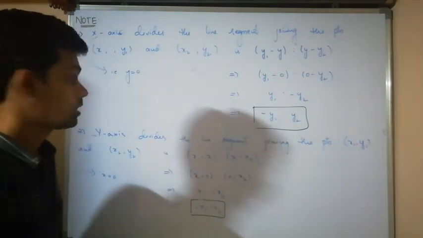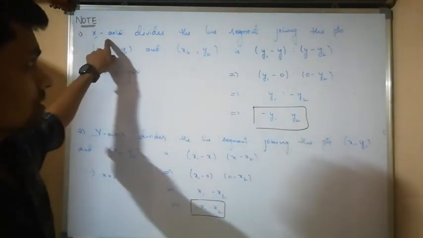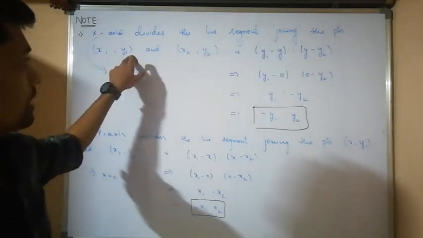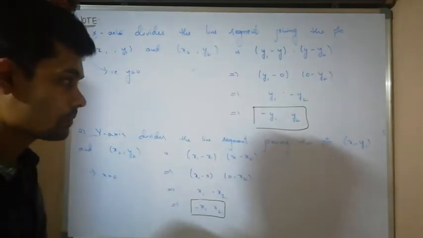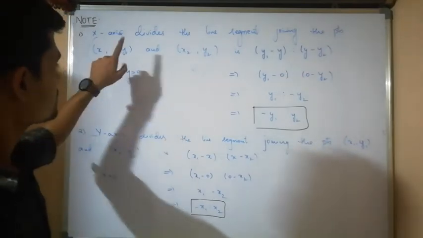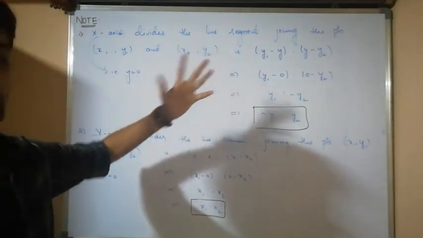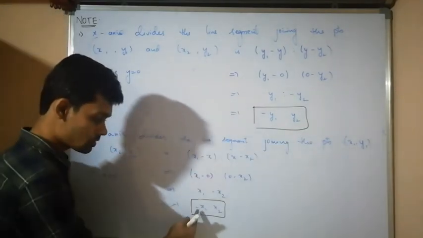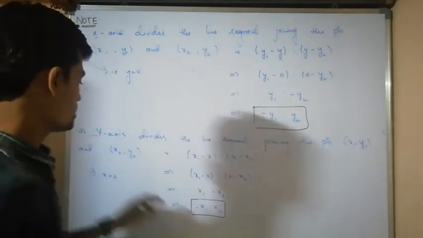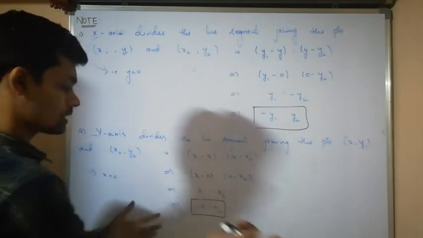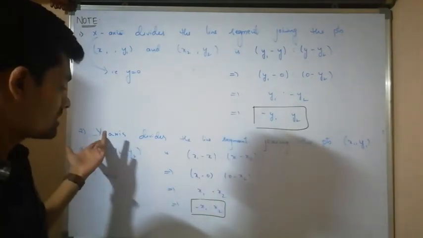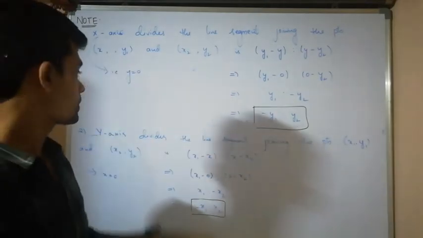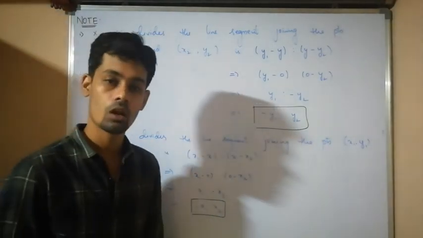So if x-axis divides the line segment x1 comma y1 and x2 comma y2, then the ratio is just minus y1 is to y2. If y-axis divides the line segment, then the ratio is minus x1 is to x2. Just by seeing the points, we can say the ratio. If y-axis divides, minus x1 is to x2. If x-axis divides, minus y1 is to y2.